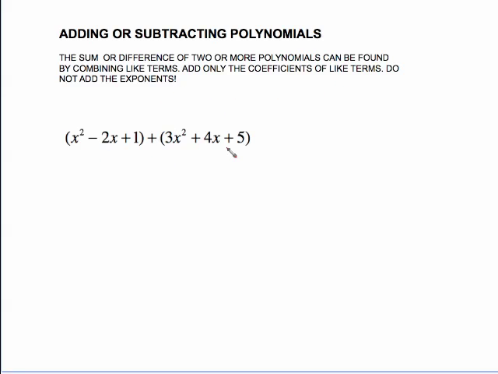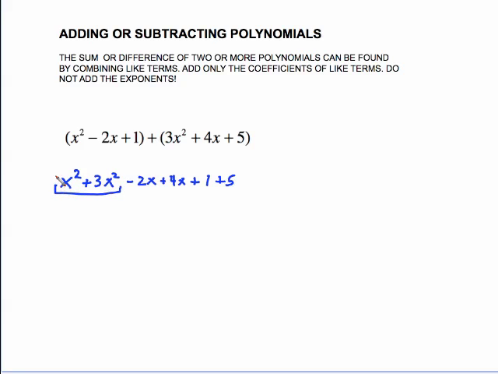So when you look at a problem like this, you have a couple options. You might be able to just combine these like terms in your head. You might want to rewrite the problem horizontally so that you put your like terms next to each other. So x squared plus 3x squared, then minus 2x plus 4x plus 1 plus 5. Now that you have your like terms next to each other, combine.